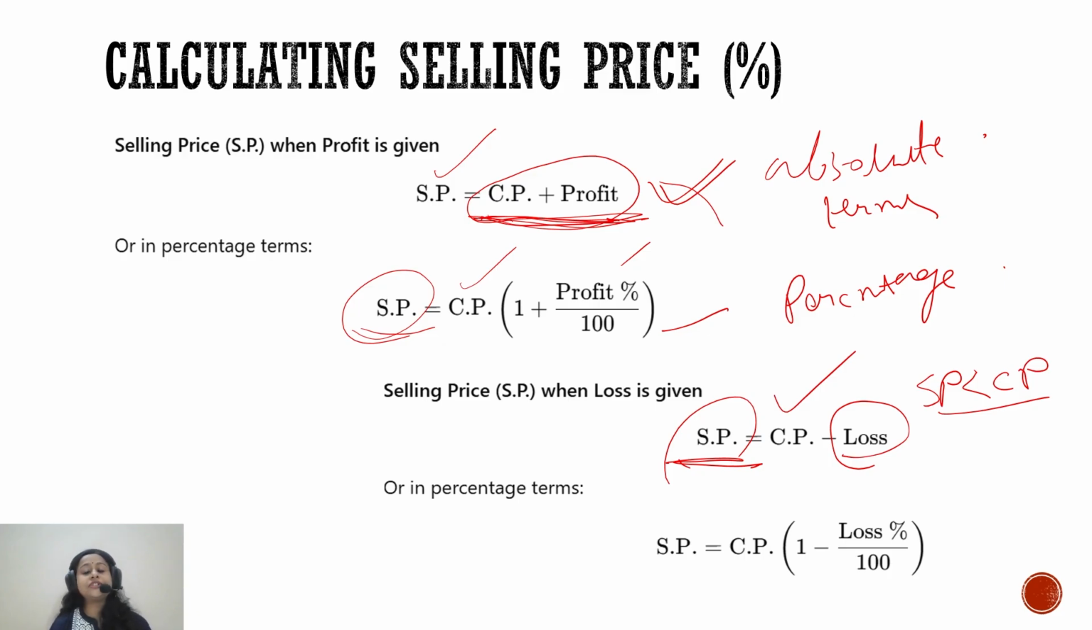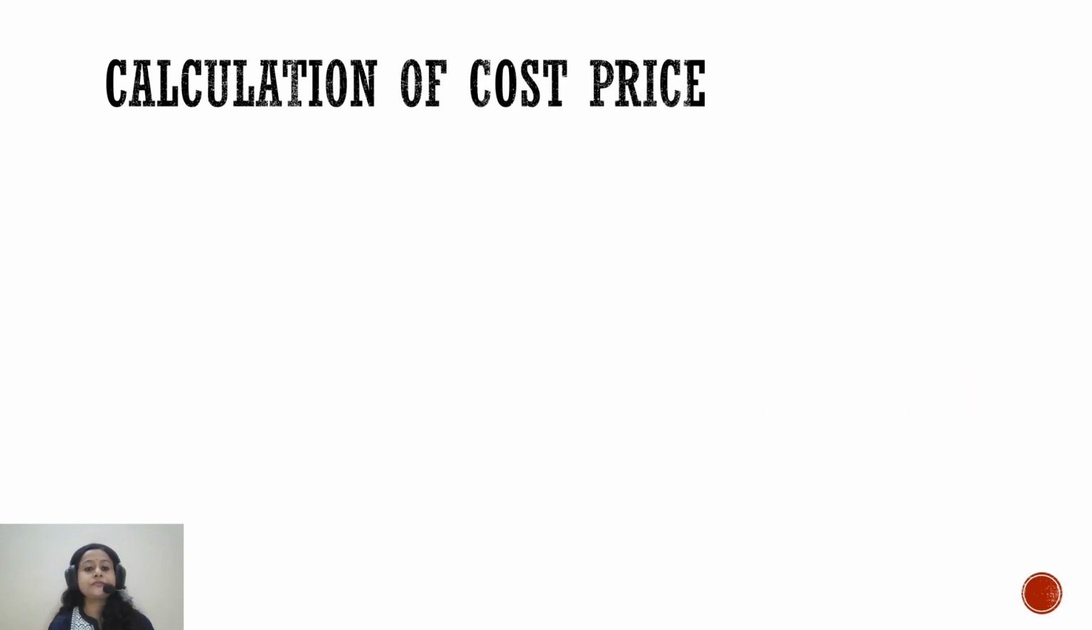And in percentage terms, just like this, it will be cost price into 1 minus loss percentage by 100. When the absolute amount of loss is not given, but the percentage of loss is given, you have to apply this formula to find the selling price. You just have to memorize it.